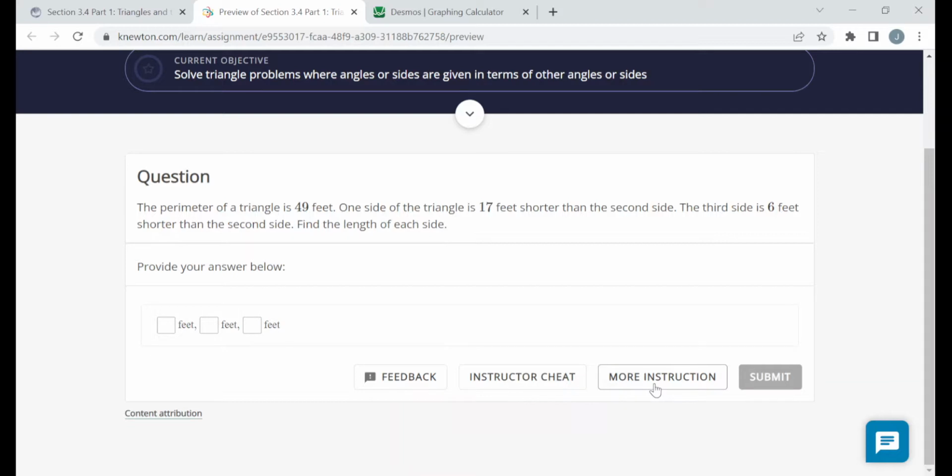But you will see a more instruction button. If you're struggling with a topic, click on this. It'll take you to a page with some reading or some videos to study, and you'll be given questions related to that instruction, and completing those questions will make you progress through the assignment.